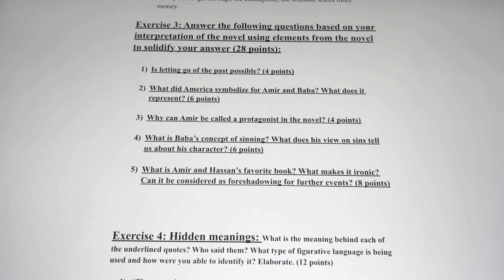And then we have question 2. What did America symbolize for Amir and Baba? What does it represent? Now we have to talk for Amir, and then we have to talk for Baba. So first for Amir, we have to say that America symbolized freedom for Amir, because being in Afghanistan was like being imprisoned for Amir, because his mind was always focused on the same thing. Hassan.